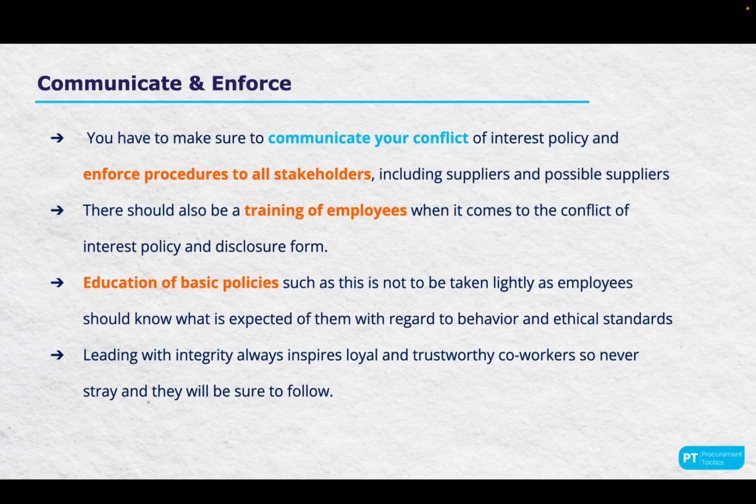Rewarding employees for upholding policies is also a good incentive for them to follow your policies and report any infractions. And of course, you, as a leader, should be a guiding example for upholding your company's policies. Leading with integrity always inspires loyal and trustworthy coworkers, so never stray and they will know how to follow you. Following all these steps will maximize your advantage against supplier conflict of interest and minimize the risk your organization may have otherwise.